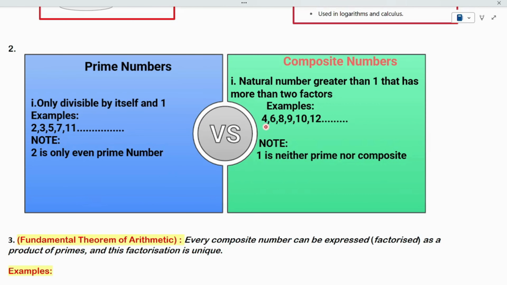Let's say, for example, 4. 4 can be divisible by 1, by 2, and by itself, 4. So, 1, 2, 4. Total 3 factors we have. This is more than 2, so I can call 4 a composite number. In this manner, any number which has more than 2 factors, I can call a composite number. See, note a point here: 1 is neither a prime number nor a composite number.